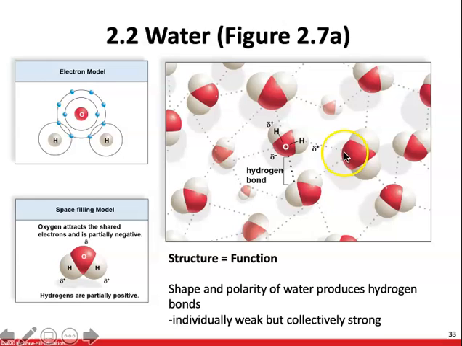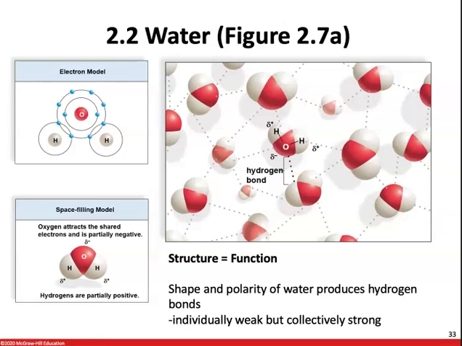So these hydrogen bonds are going to be designated by these dotted lines that you see here. These hydrogen bonds are simply the attraction between this partial positive and this partial negative, and so on around the molecules. In this way, all of these water molecules are actually electrically attracted to each other.